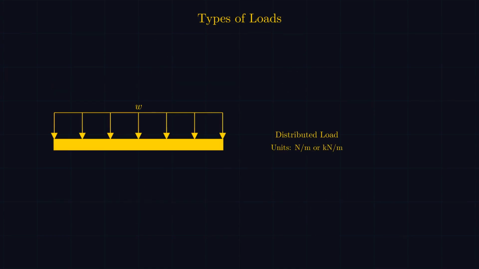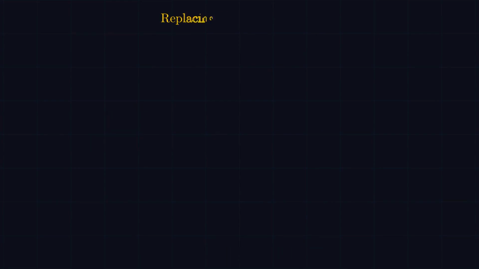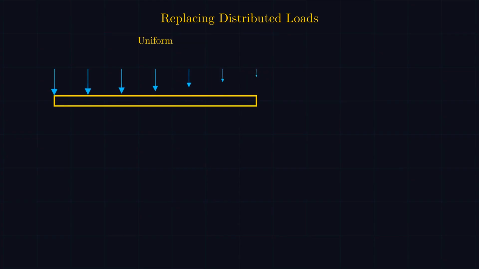Let's see exactly how that replacement works. A distributed load is harder to work with than a point force, so we convert it. For a uniform distributed load, same intensity everywhere, the total force is W times L. R equals W times L, and it acts at the midpoint of the loaded length.